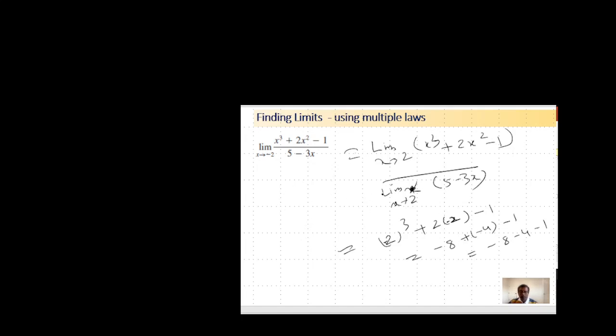And for this one, it is going to be 5 minus 3 times minus 2. That gives me 5 plus 6, which is equal to 11. So in order to find this expression, we can do this substitution and quotient law together. That gives me the numerator on the top and 11 on the bottom. This is going to be my answer.